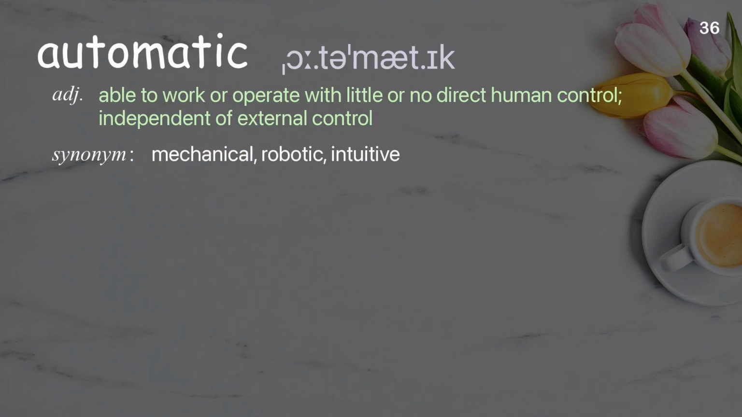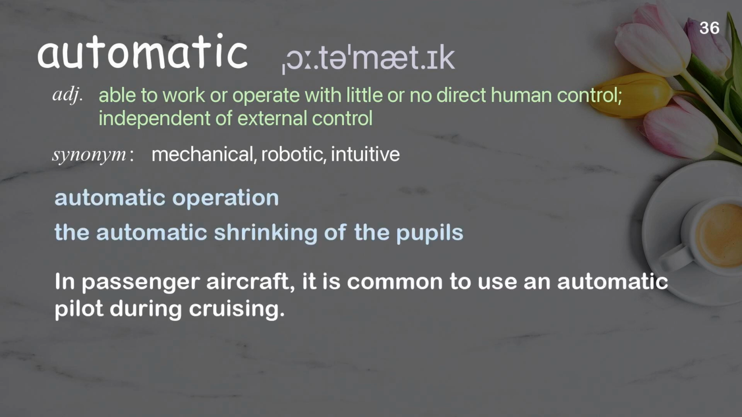Automatic. Able to work or operate with little or no direct human control, independent of external control. Examples: Automatic operation. The automatic shrinking of the pupils. In passenger aircraft, it is common to use an automatic pilot during cruising.